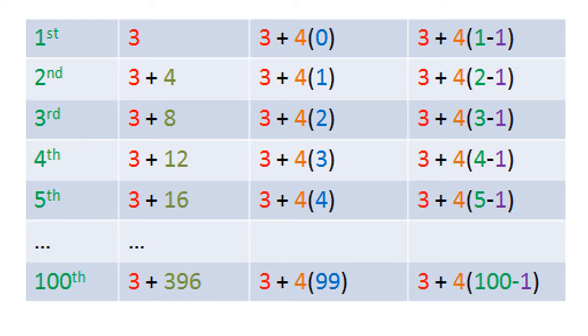Here, A I have written as 3 and D I have written as 4. So A, which is 3, and D, which is 4, remain constant. Look at the third column. A plus 4 into 0, that is 3 plus 4 into 0, 3 plus 4 into 1, 3 plus 4 into 2. The 3 and 4 do not change. Only the number in the bracket, the one we multiply by, changes.